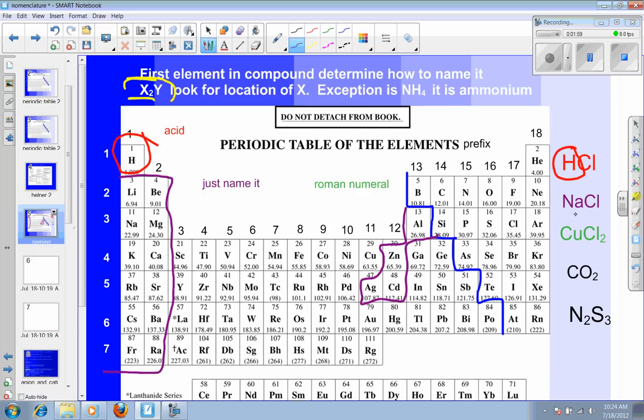So I take a look at Na. Na is sitting in the just name it section. Yay! So I just name it sodium, change the ending of Cl to IDE, so sodium chloride.